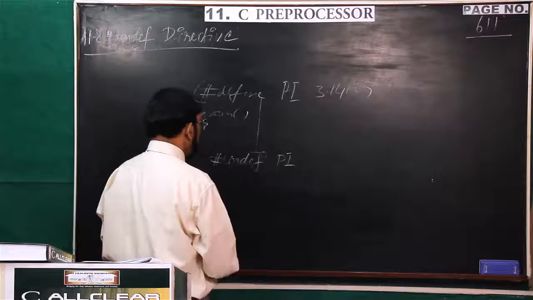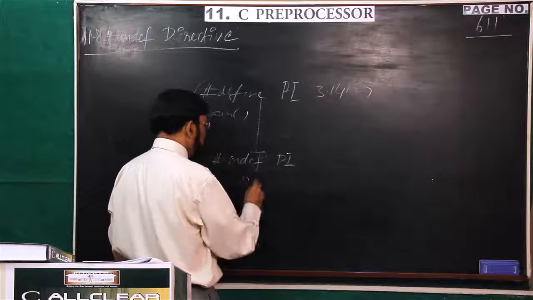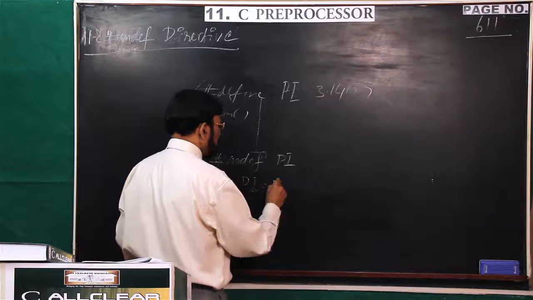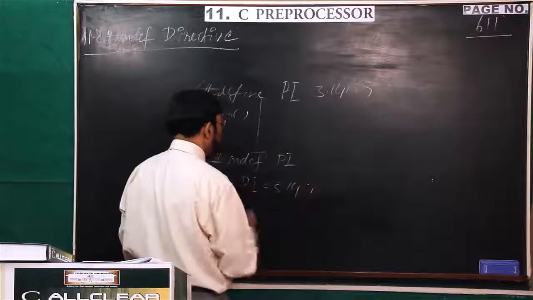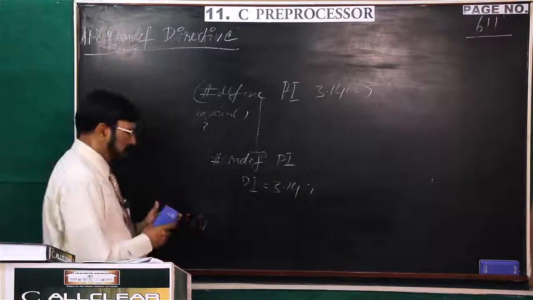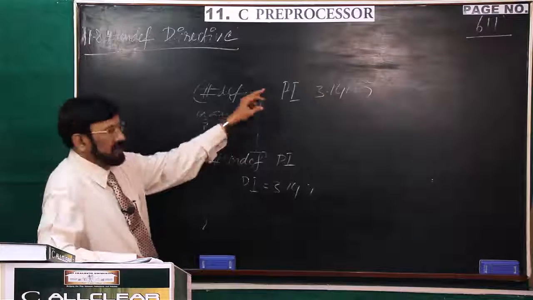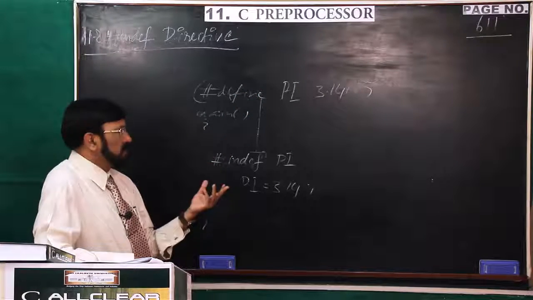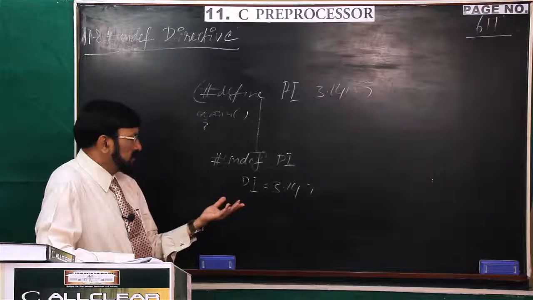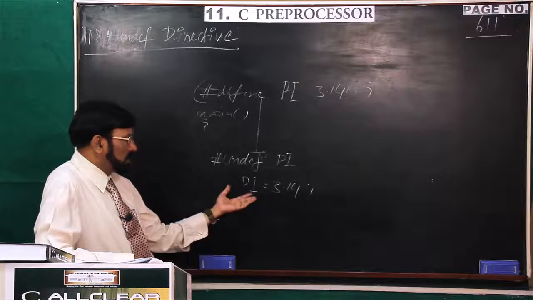Why can't we give pi is equal to 3.14? It should not be given. As you know, what is that? This is a symbolic constant. Constant. What is the nature of a constant? The constant value should not be changed. So how can you change it?